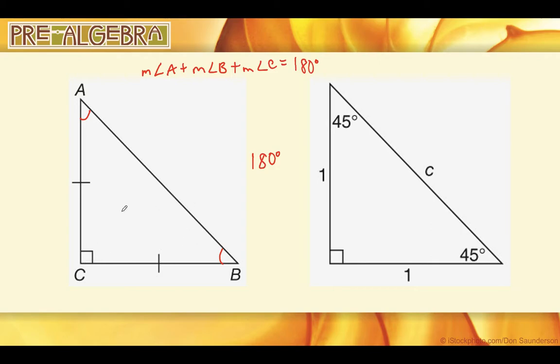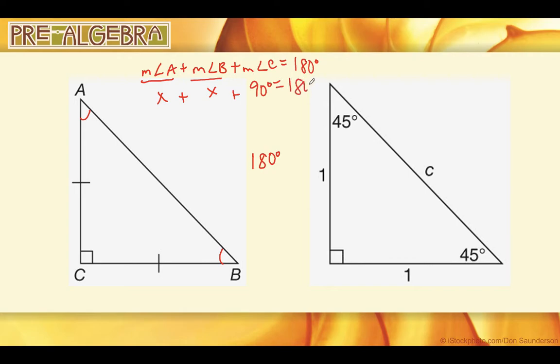We know that the measure of angle C is 90 degrees, so we can plug that value in. Because this is an isosceles triangle, angle A and angle B have to be congruent to one another, the same exact measurement. I don't know what they are, so let's just call them X. X is represented as angle A, and X is represented as angle B as well.